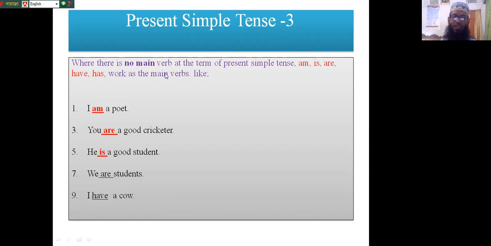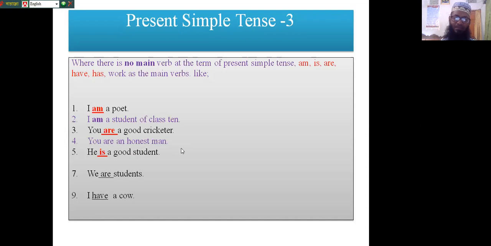Where there is no main verb in present simple tense, am, is, are, have, has act as the main verb, like: I am a poet. There is no main verb, so am is the main verb. I am a student. There is no verb; am is the main verb. You are a good cricketer. There is no verb; are is the main verb.